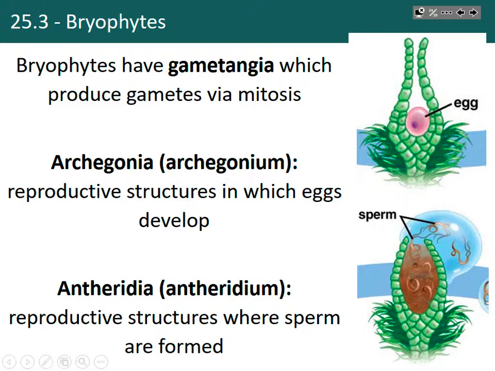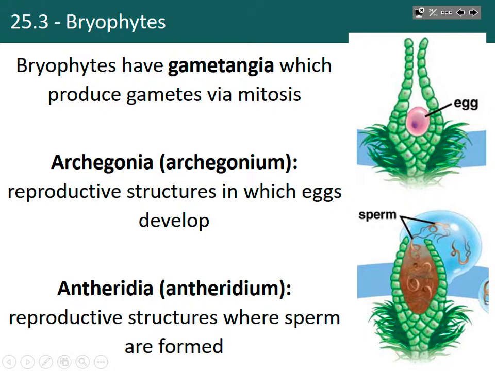Okay, so bryophytes have a structure known as the gametangia, which is going to be what produces the gametes. And so this is going to be the archegonia and the antheridia. The first word here, archegonia with the IA and antheridia with an IA, is plural, and the ending without the A is singular. So these two terms are not necessarily different terms, it's just a singular and plural for the same thing. Okay. The archegonia are reproductive structures in which the eggs develop.